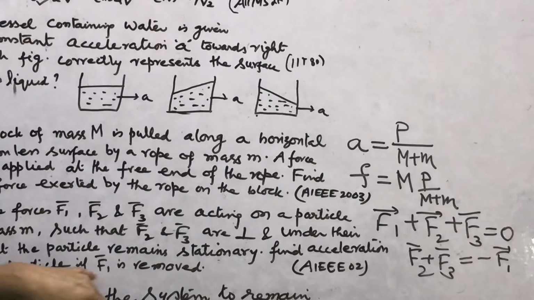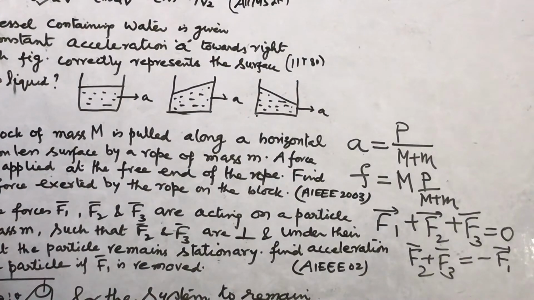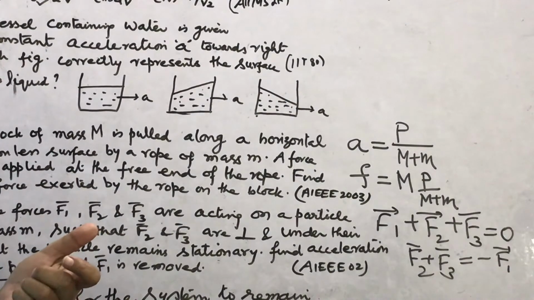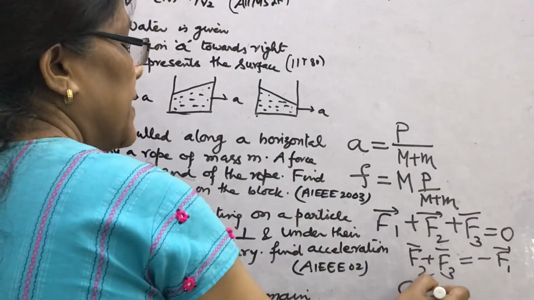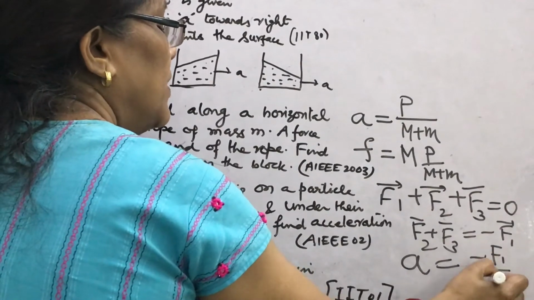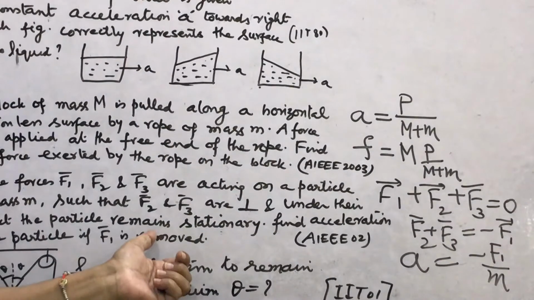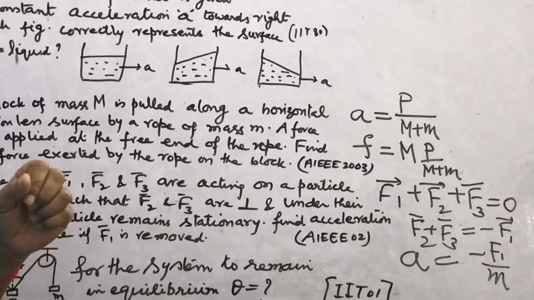It is said that if F1 is removed, what will be the acceleration? How will you find what the acceleration will be? The acceleration of the particle will be minus F1 upon m, where m is the mass of the particle. So in this way you have to solve this question.